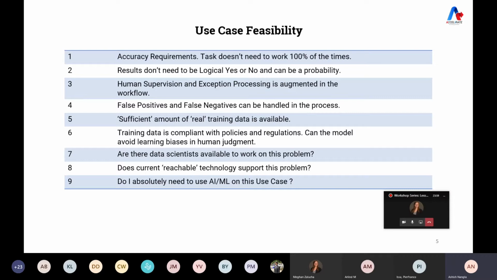You need to make sure that the policies and regulations are complied with, and that models are explainable and testable, and the workflows are too. The other part is that you need a data scientist to work with it, and not just an RPA developer or a program or application developer for this. The other part is also that some of these technologies should be reachable to you as of now.